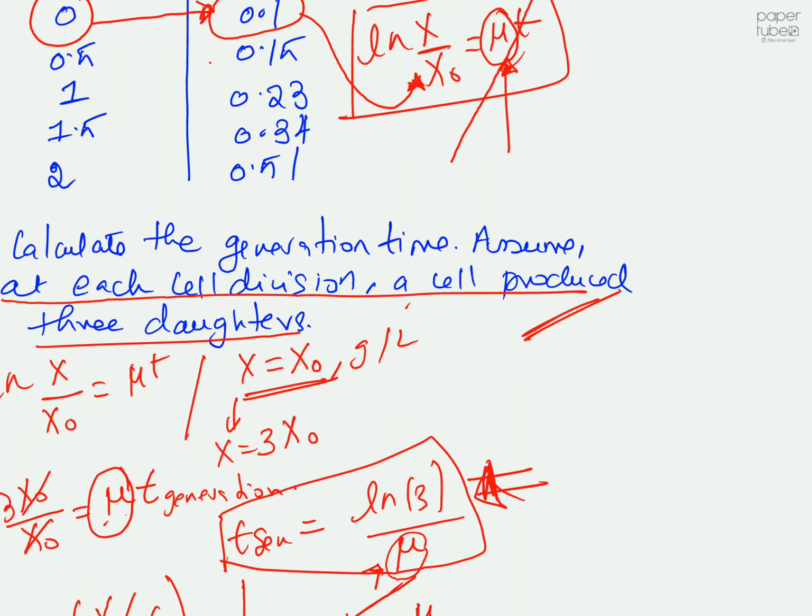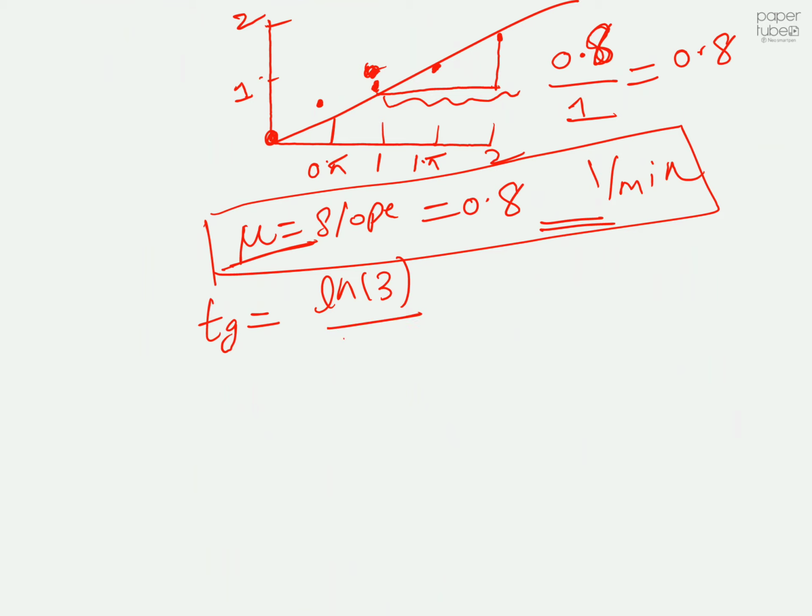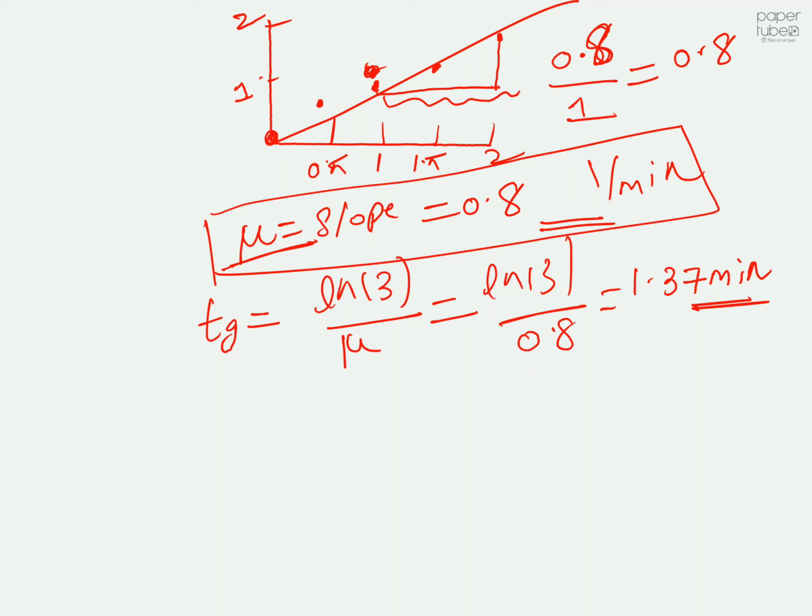So T generation will be equal to ln of 3 divided by the specific growth rate. So that will be equal to ln of 3 divided by 0.8. That should be equal to 1.37 minutes. So pay attention to the units. If time is expressed in minutes, obviously TG is going to be in minutes.